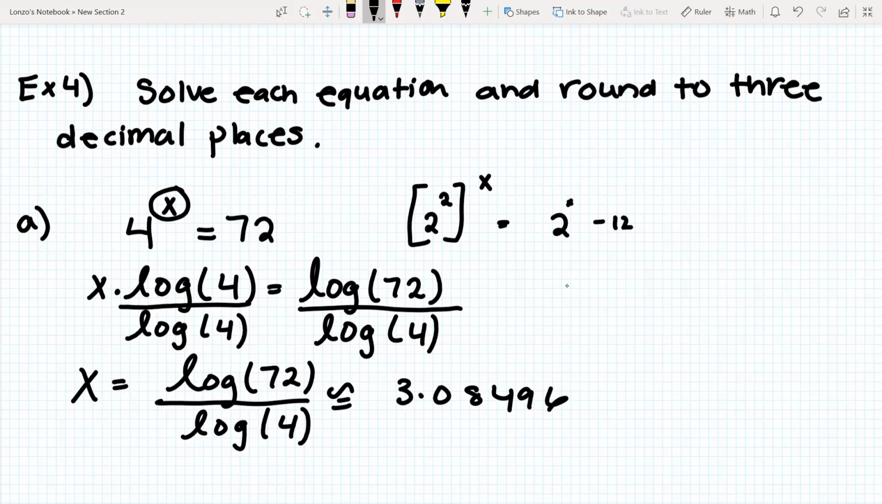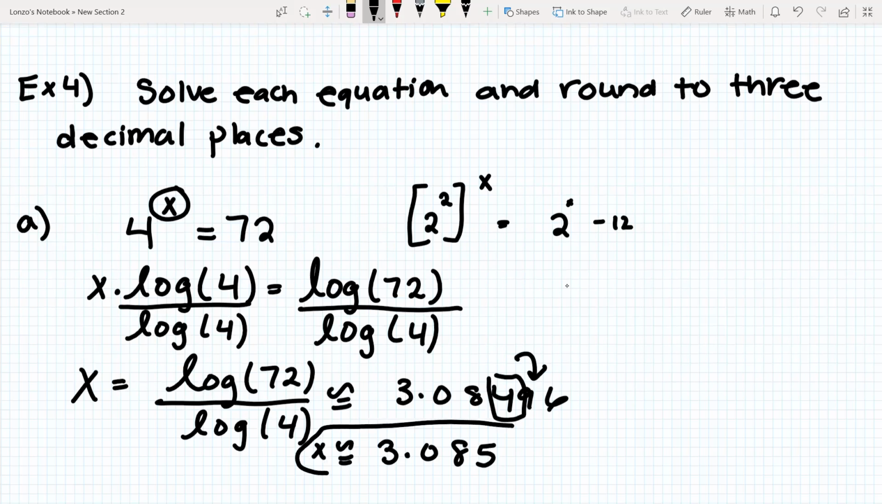And they say round to 3 decimal places. So here's 1, 2, 3. Here's the third place. The neighbor is 9, which is greater than 5, so you're going to round up. So your final answer is going to be 3.085. There you go. That is your final answer.